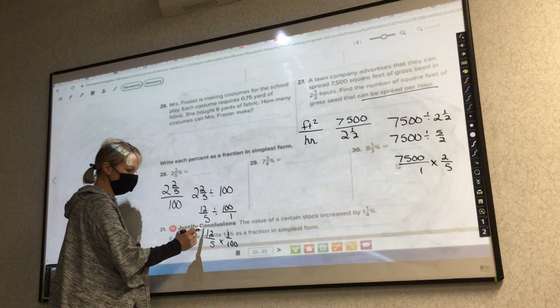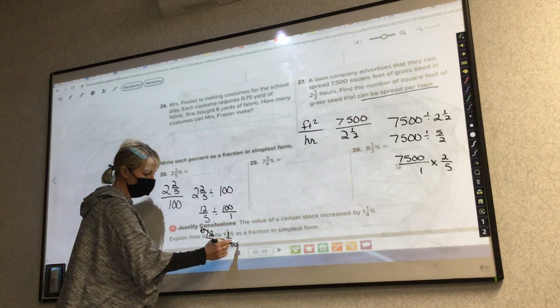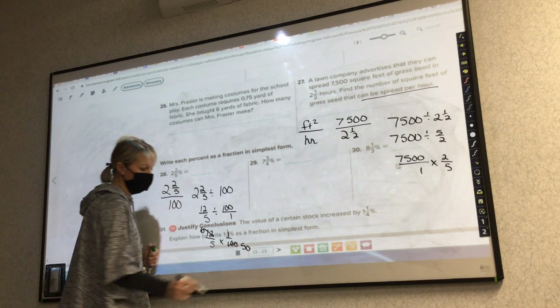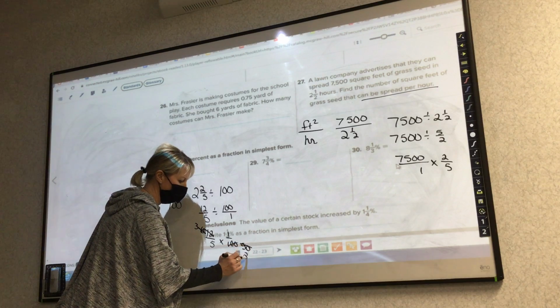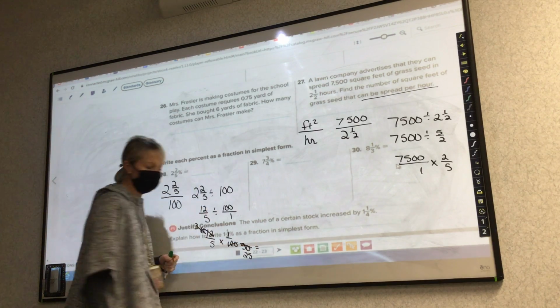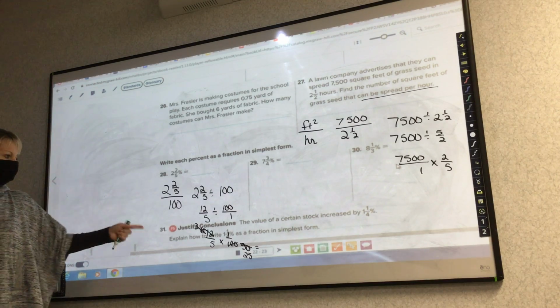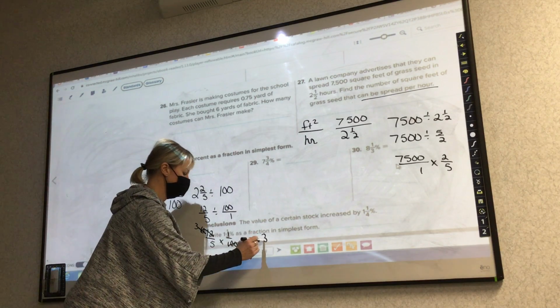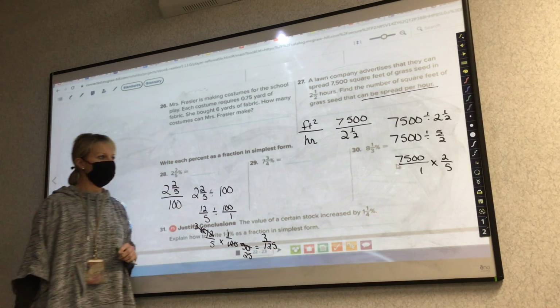Reduce the 12 and 100 by, I'm going to just do it by 2, because let's just say I don't know. That becomes a 6 and a 50, but I can do it by 2 again, and that becomes a 3 and a 25. If you knew you could divide it by 4 to start with, that's fine. So then 3 times 1 is 3. 5 times 25 is 125.